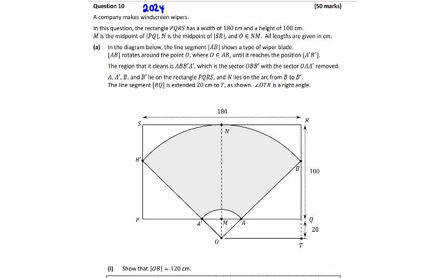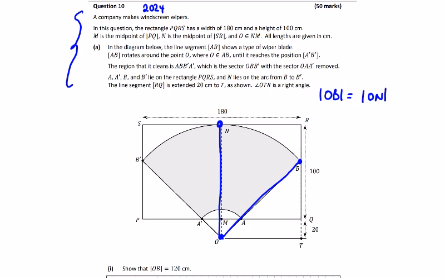2024, we have a company making windscreen wipers with a huge amount of writing. But really, when you look at the diagram, we have an arc, and we're asked to show that OB, this side here, is equal to 120. Well, because it's an arc, OB is equal to ON.